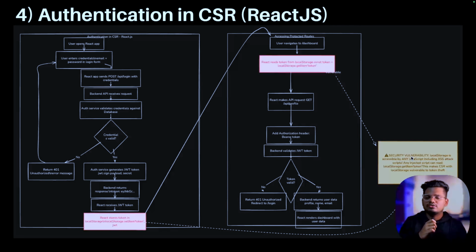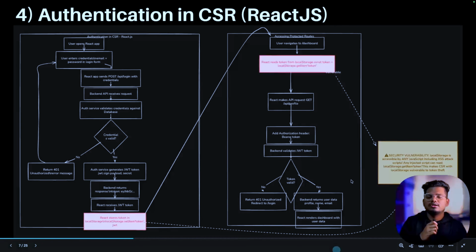If the token is not valid, it returns 401 Unauthorized and redirects the user back to the login page. But if the token is valid, the backend returns the user data, profile name, email. Finally, React renders the dashboard with the user data and the user can now see their protected content.